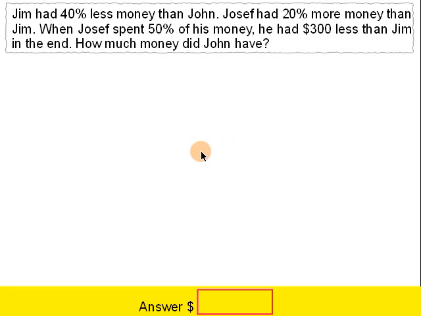Well, the question said that Jim had 40% less money than John. Joseph had 20% more money than Jim. And when Joseph spent 50% of his money, he had $300 less than Jim in the end. So how much money did John have?